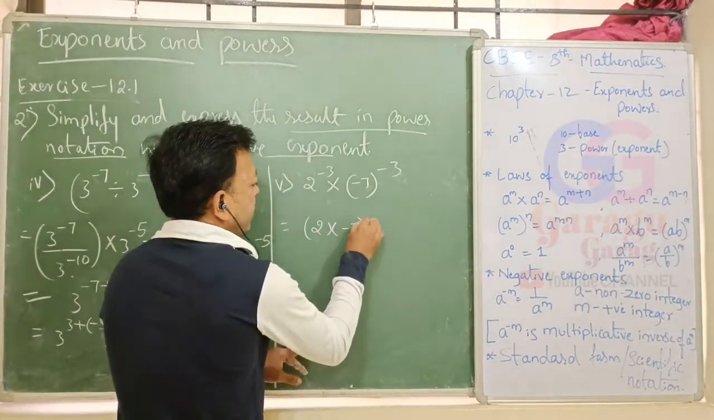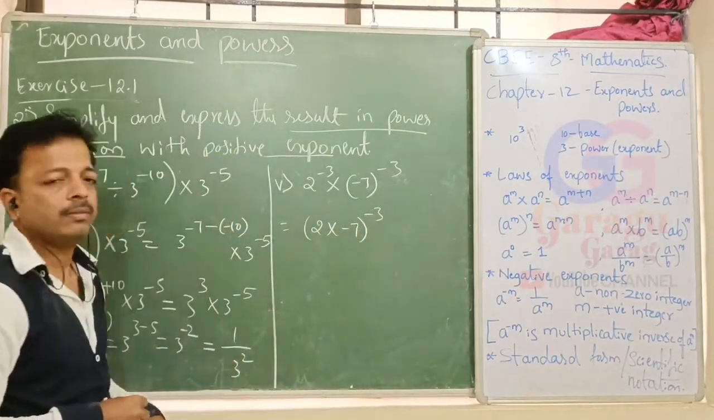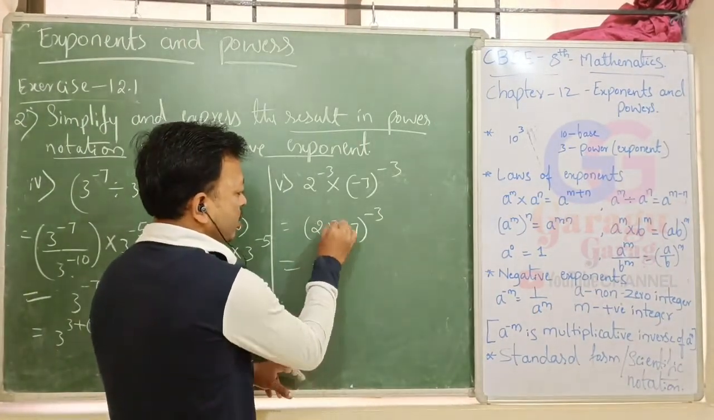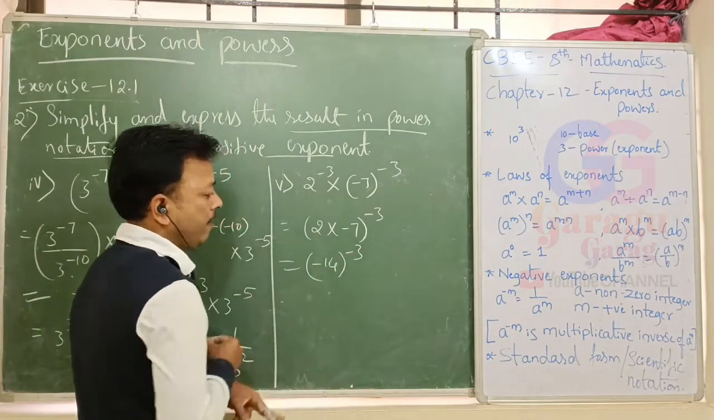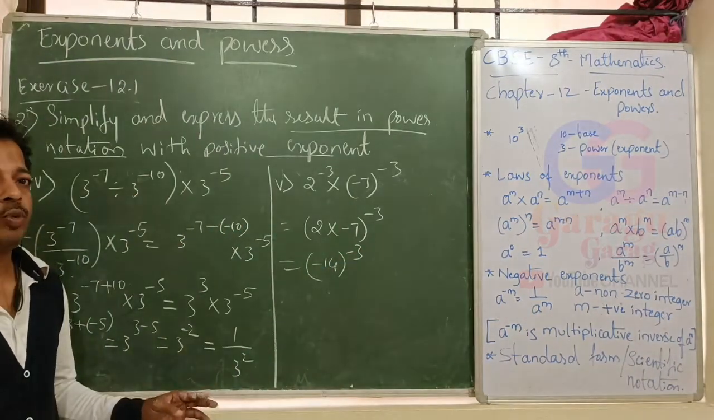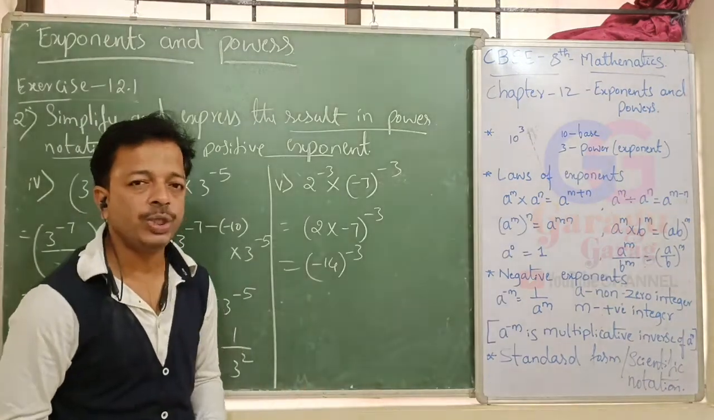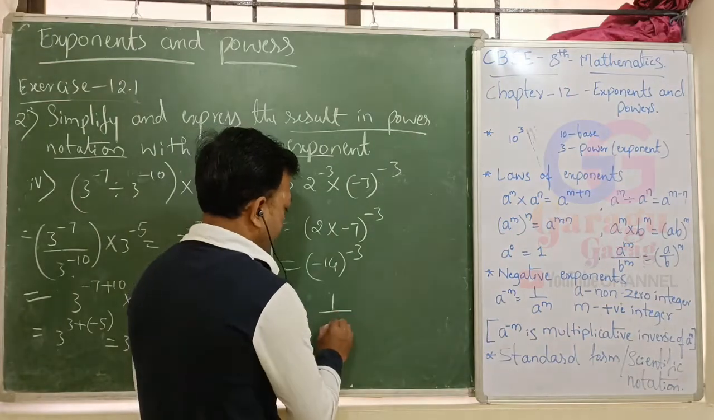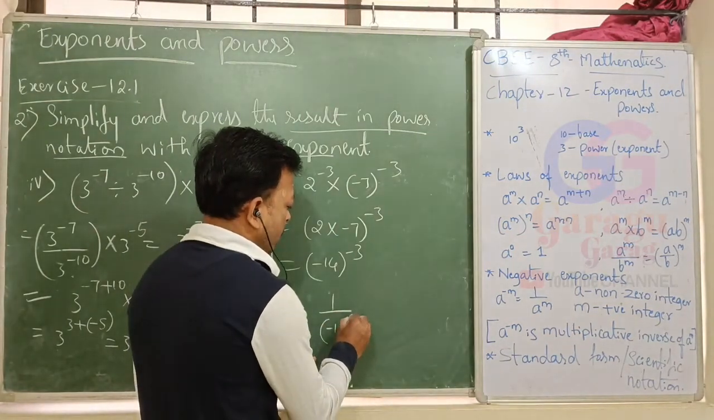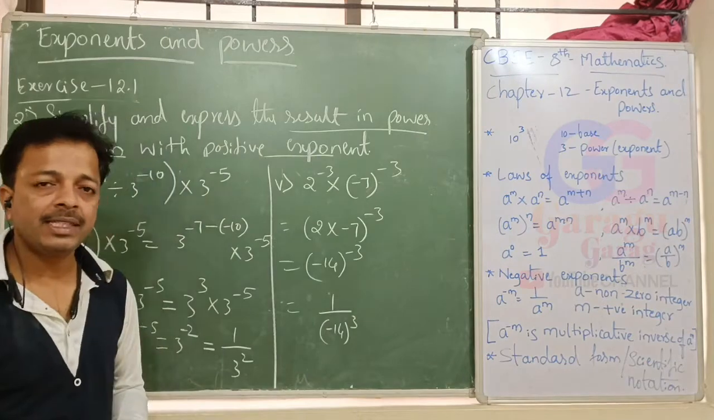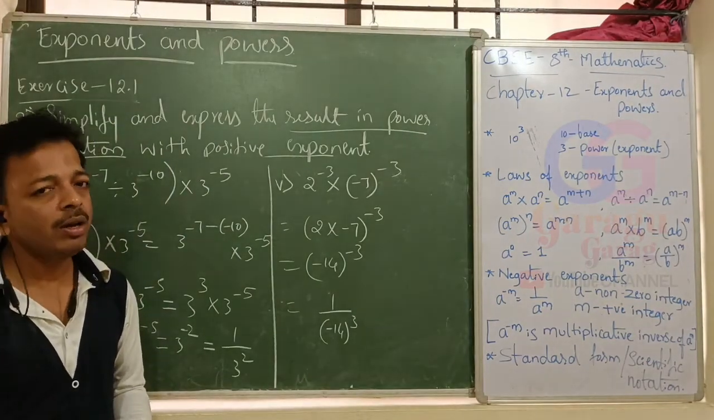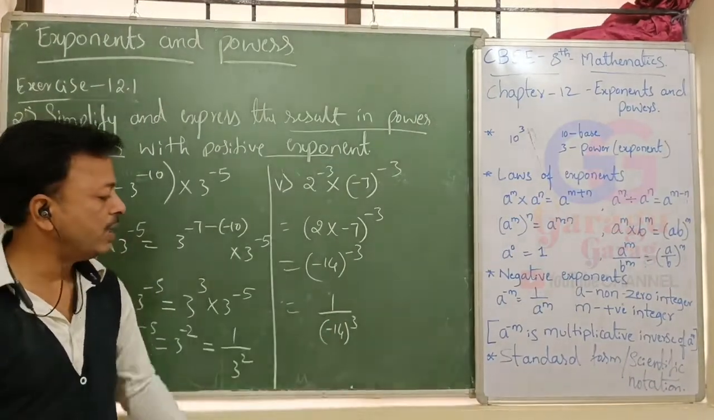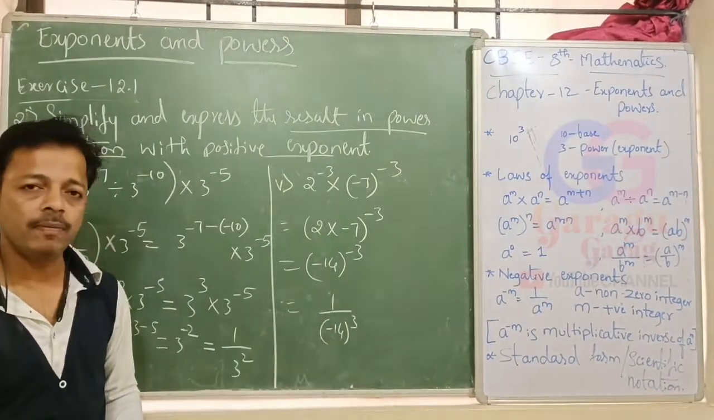2 multiplied by minus 7, this is minus 3. 2 sevens are 14, plus into minus gives minus 14, raised to minus 3. Now 90% is over, but this exponent is not positive, so now apply a raised to minus n. 1 divided by minus 14 whole raised to 3. So this is 1 divided by minus 14 whole raised to 3, final answer.